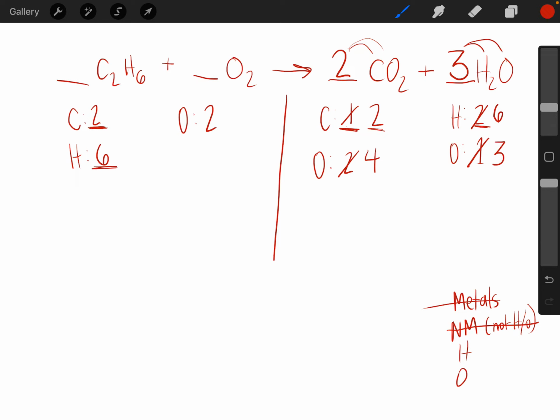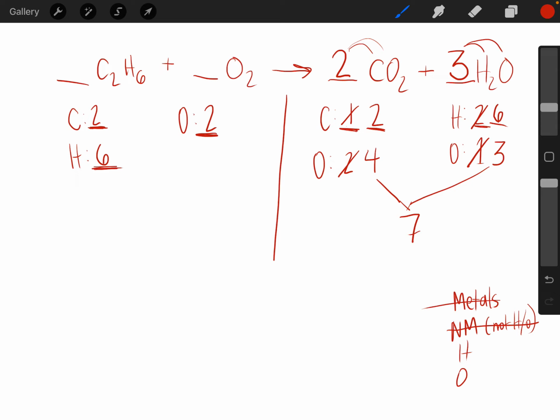So, look at carbons. Carbons are still chilling, right? There's 2 and 2. Look at hydrogens. There's 6 and 6. They're also chilling. So now we can go on to oxygens. We have 2 over here, and in total we have 4 plus 3 oxygens, which is really 7 oxygens.